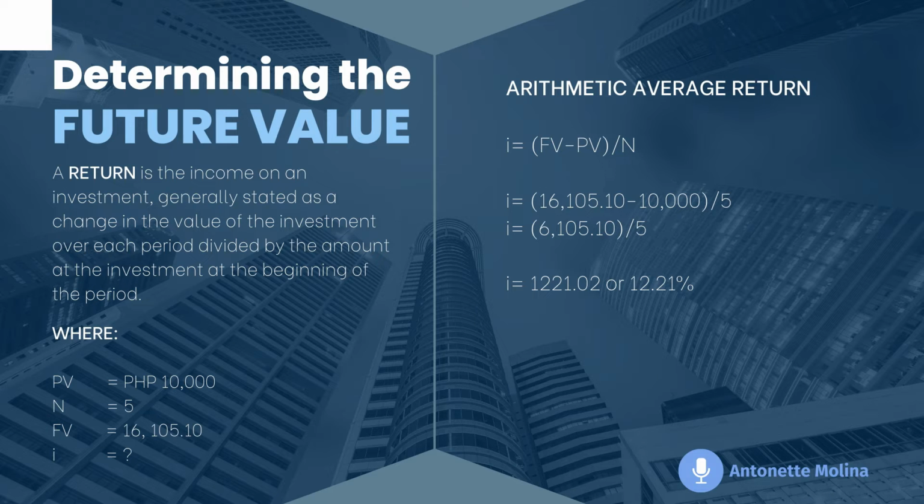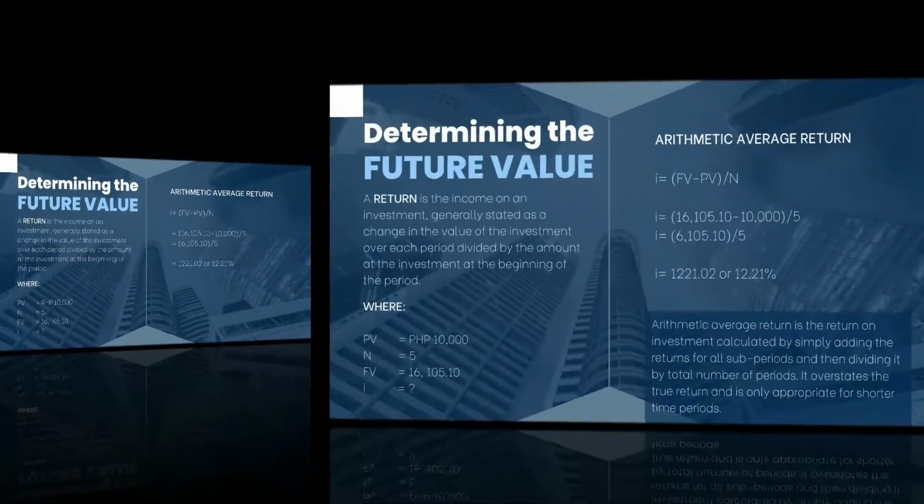Tapos, ima-minus natin yung 10,000 pesos na principal amount. So, we will have 6,105.10. Yun yung sinasabi nating return on investment. Tapos, i-divide natin siya sa 5 years. So, we will get 1,221.02. So, kapag ka-convert natin into decimals, we will have 12.21%.